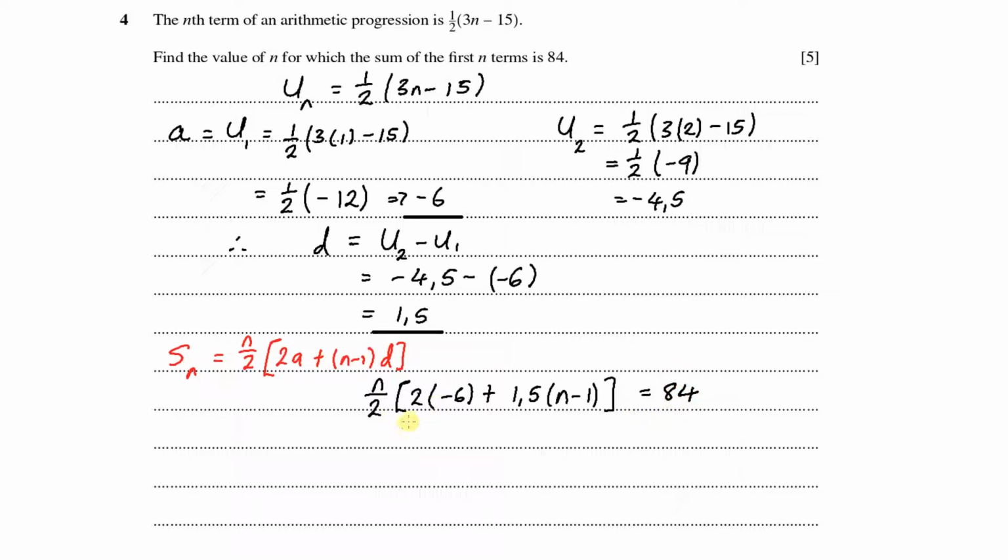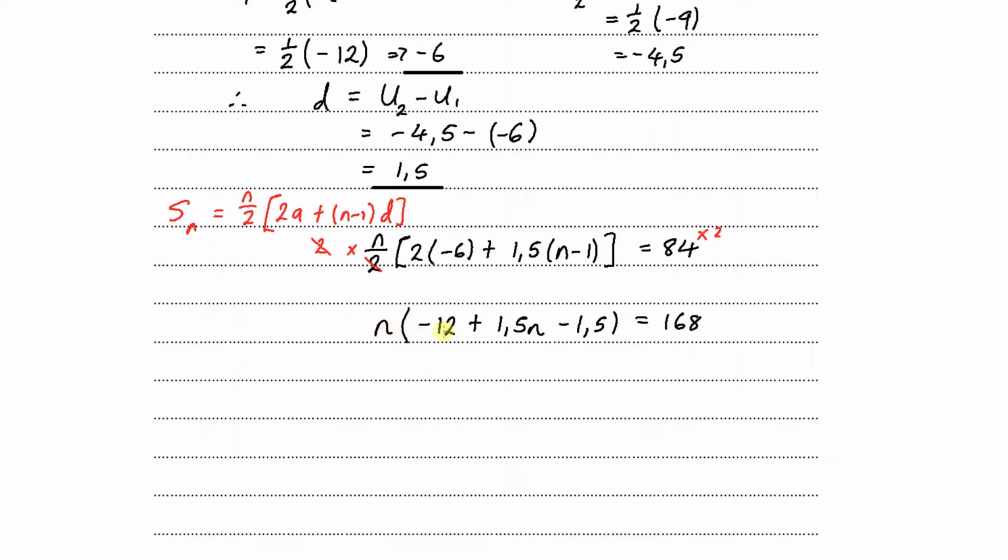I usually prefer to start by even multiplying both sides by 2, so that we do away with the fraction here. So we now have n left, and here 2 times minus 6 is minus 12, plus 1.5 times n, that's 1.5n, and 1.5 times minus 1, that's minus 1.5, and it's all equal to 84 times 2, and that's 168. So we can continue simplifying. So we have n times minus 12, that's minus 12n, and n times 1.5n, that's 1.5n squared, and n times minus 1.5, that's minus 1.5n is equal to 168.